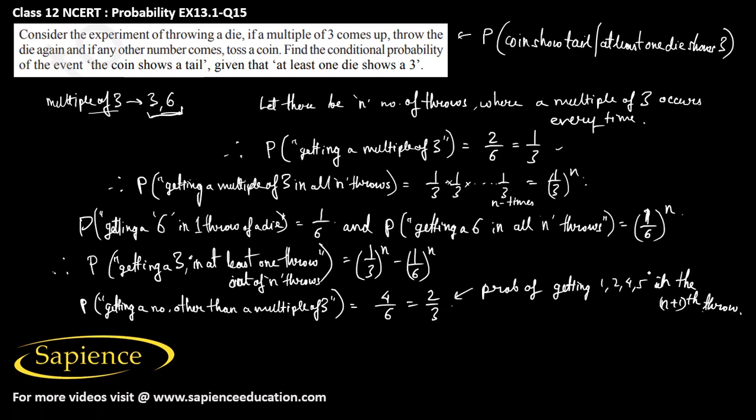So in the n plus 2th throw, we have to toss a coin. So the probability of getting a tail on the coin in the n plus 2th throw will obviously be 1 by 2.